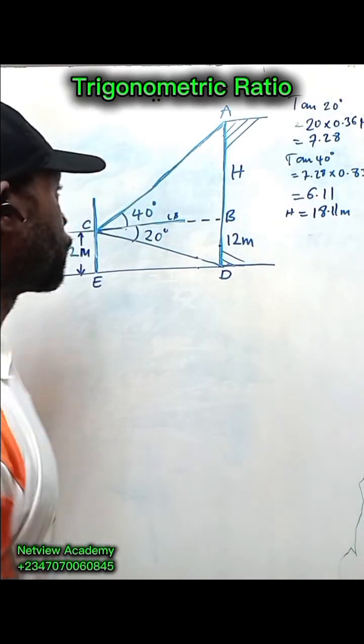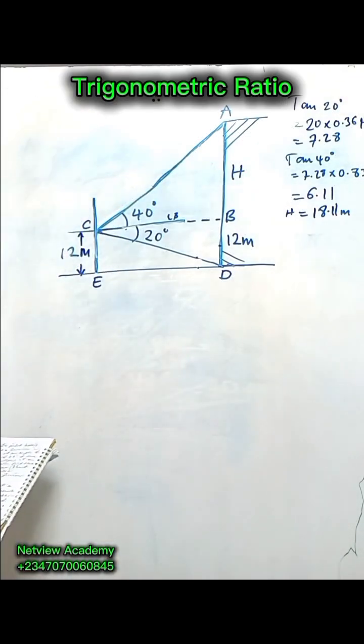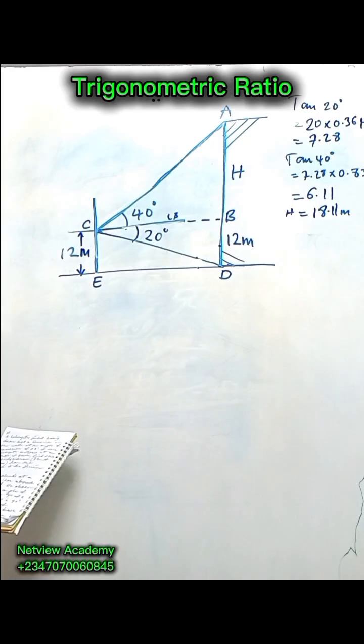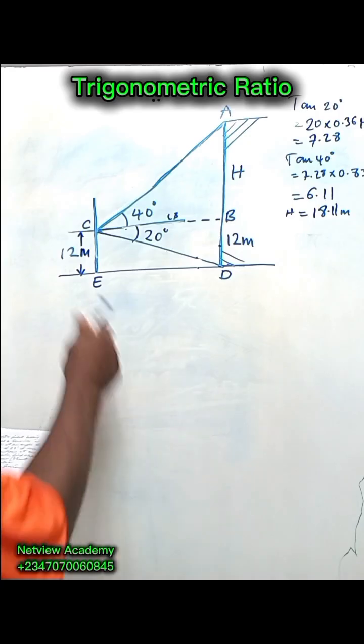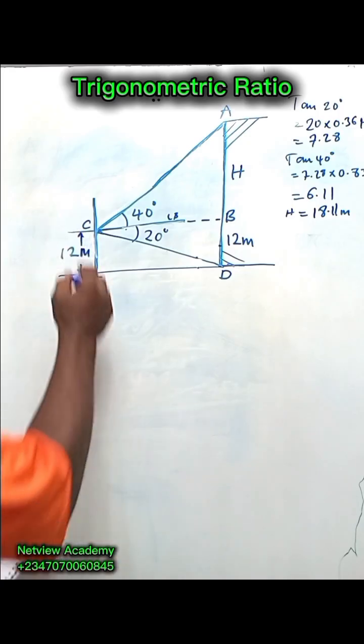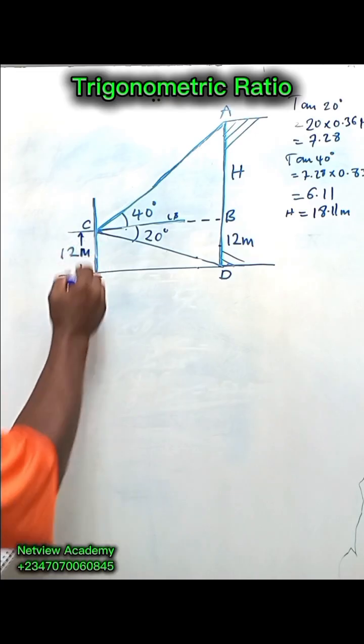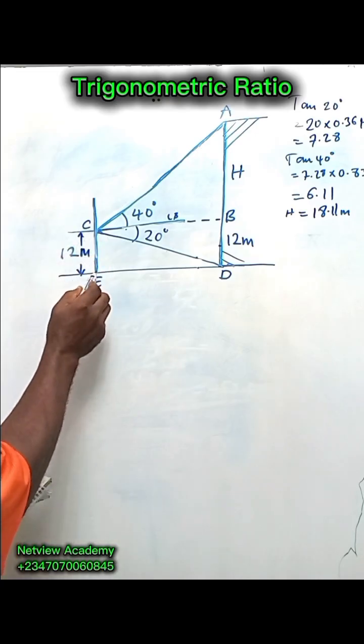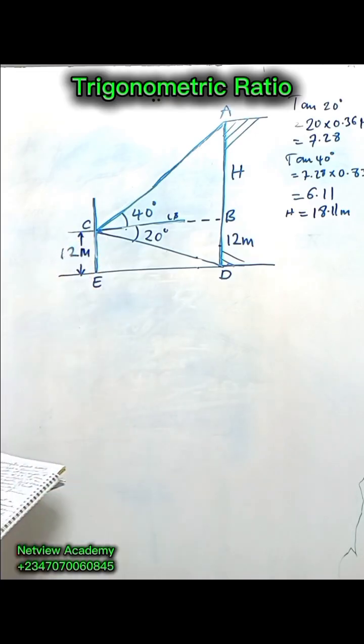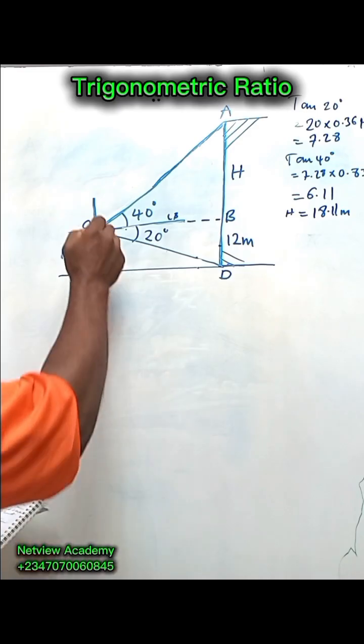Look at this question. A man stands at a window 12 meters above the ground. He observes that the angle of elevation of the top of a nearby building is 40 degrees.